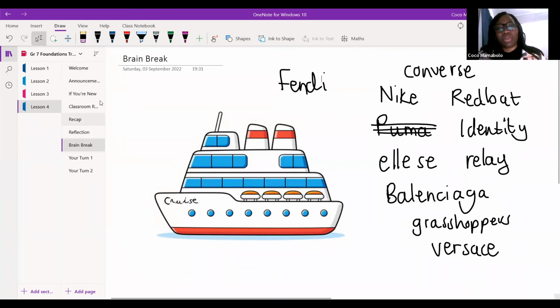Landile, tell us, what is the trick here? It is exclusive brands. It is famous brands, but there's something specific about it. They all have E. Yes, there we go. They all have the letter E. Well done, guys. Fendi, Nike, Converse, Red Bat, Identity, LS, Relay, Balenciaga, Grasshoppers, Versace.